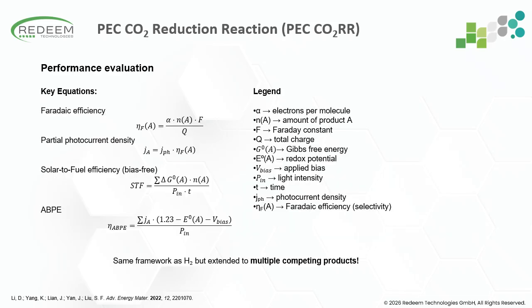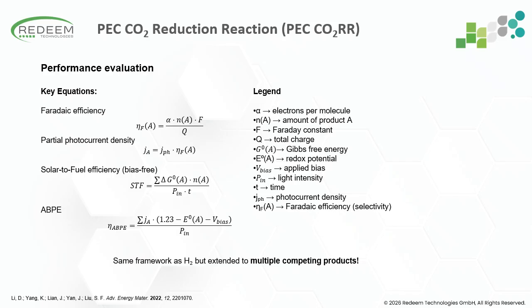So first here we have again our performance metric slides, this time for CO2 reduction, and it follows basically the same principles as for water splitting, but we must account for multiple competing products. So the Faradaic efficiency is calculated individually for each product, indicating what fraction of the transferred charge forms the desired product, and multiplying this value by the total photocurrent gives you then the partial photocurrent density for that specific product.